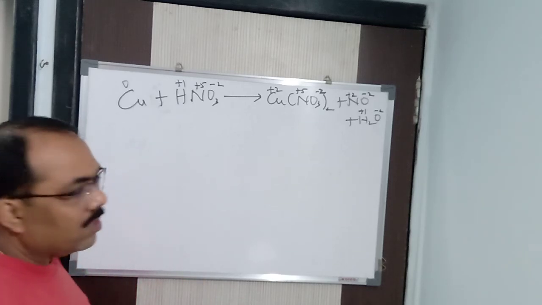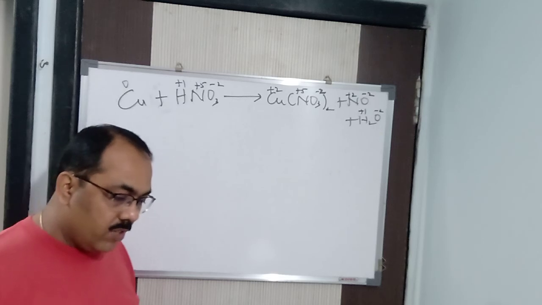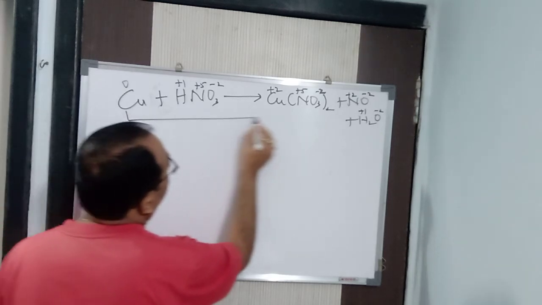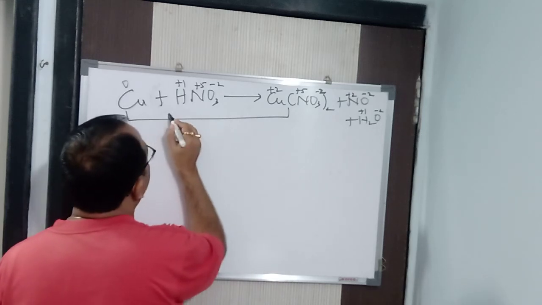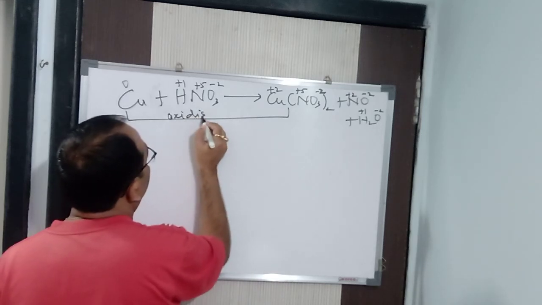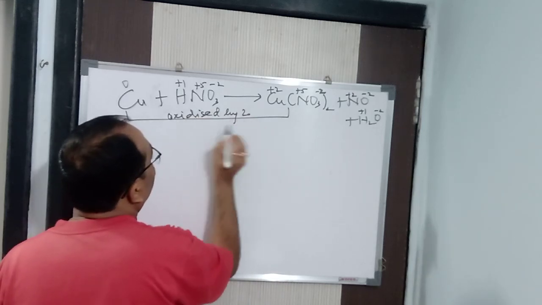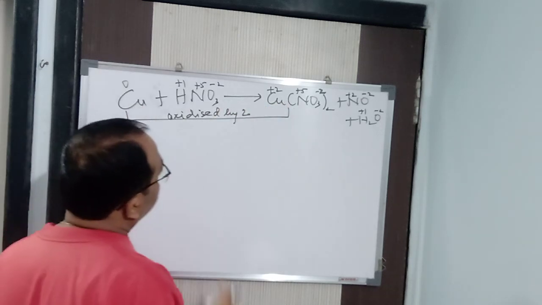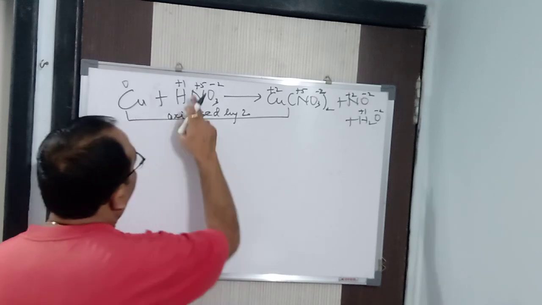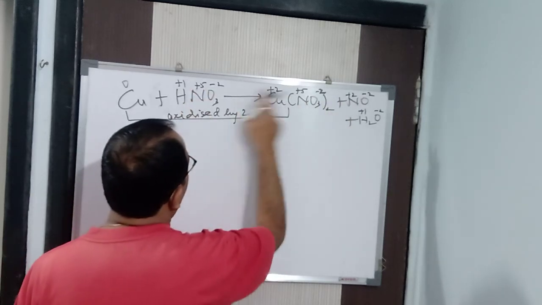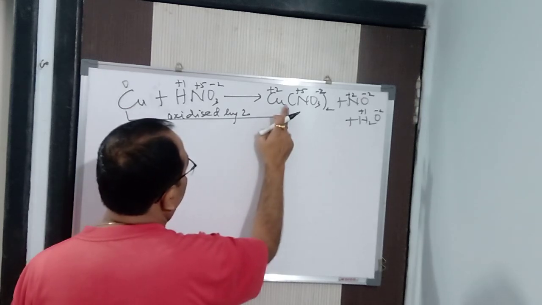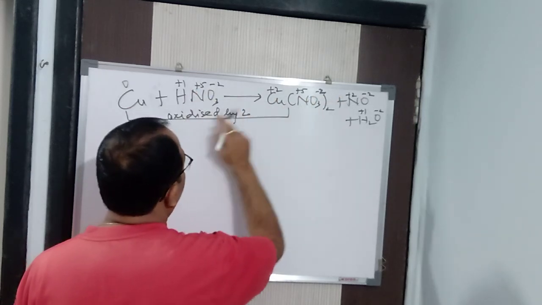Now we'll see which is getting oxidized and which is getting reduced. Here copper changes from 0 to plus 2, so it is oxidized by 2. Now nitrogen goes from plus 5 to plus 2. Here the oxidation number is reduced. Here the oxidation number is increased, and here the oxidation number is reduced.